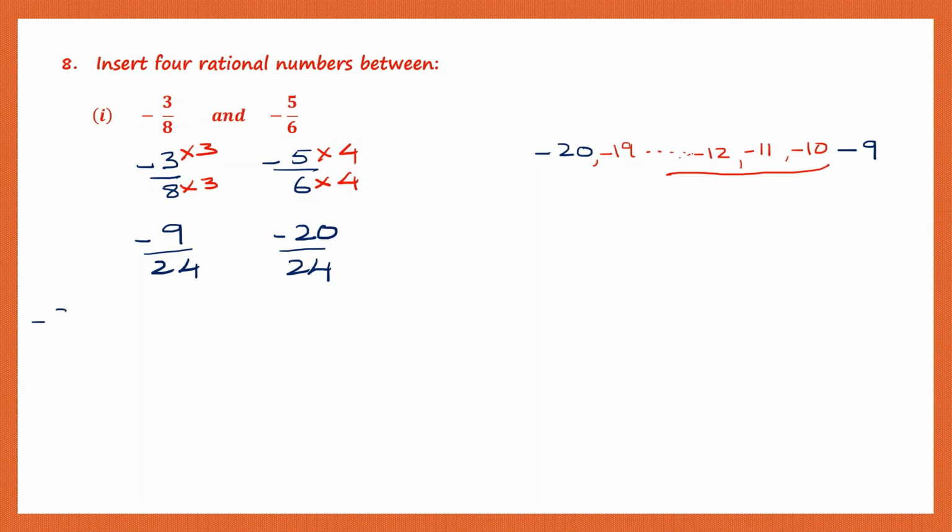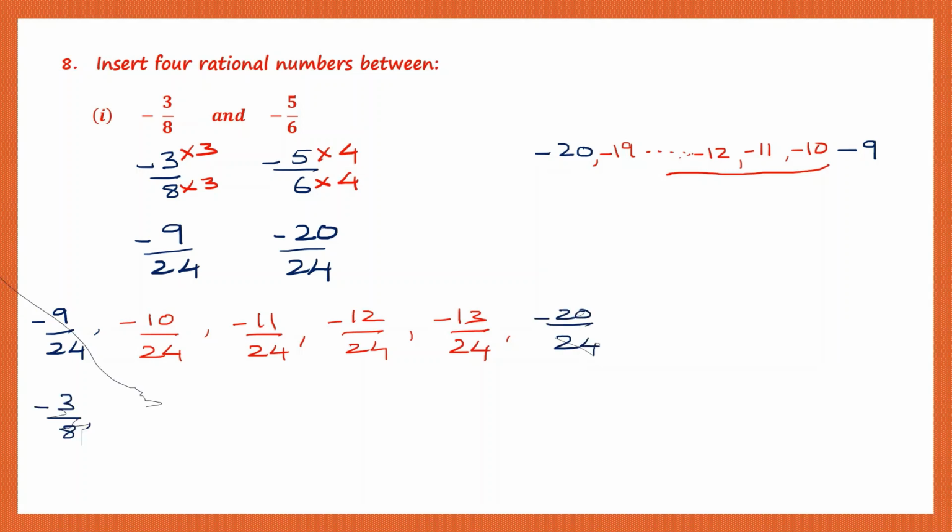So this is going to be minus 9 by 24. And the first one that we're going to take will be minus 10 by 24. Then it will be minus 11 by 24, minus 12 by 24, and we'll take minus 13 by 24. So these are the four rational numbers that we have taken to insert between the other two. So here we have minus 20 by 24. Minus 3 by 8 and minus 10 by 24.